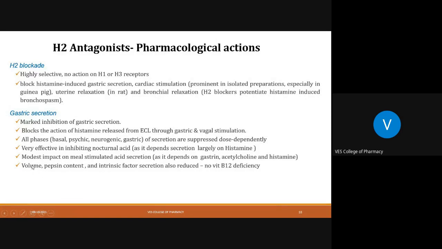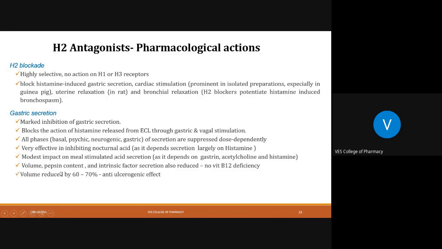Okay, so apart from that, we can see what the effects are on the gastric secretion. Volume will get decreased. Even pepsin release will also get decreased with the H2 blocker. Even the intrinsic factor, vitamin B12 intrinsic factor, which also gets released from the stomach, and the parietal cell is responsible for the release of the intrinsic factor too. So here the intrinsic factor will get decreased, but as we know, vitamin B12 is required in very small quantity. So that's why we are not able to see any vitamin B12 deficiency with this H2 antagonist.